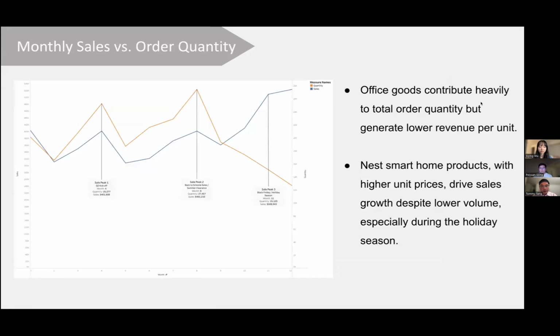And we are examining the relationship between sales and order quantity. In this line chart, we can see that there are two peaks of sales, in March and August respectively, but there is a big gap between sales and order quantity in quarter four. So in April, the peak may be driven by seasonal demand.